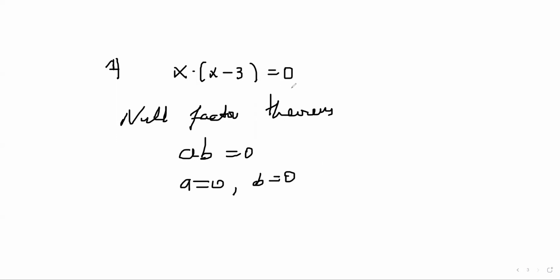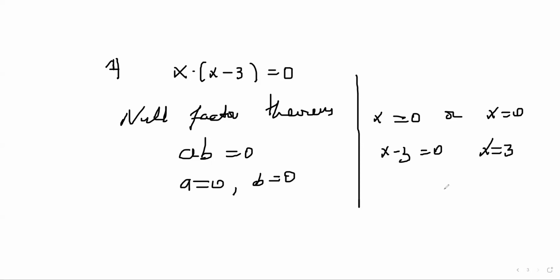So in order to solve this equation, we need to take either x equals 0, or x minus 3 equals 0. For x equals 0, we get, again, x equals 0. There is no change. But here, x equals 3. You can see the equation has two solutions, 0 and 3.